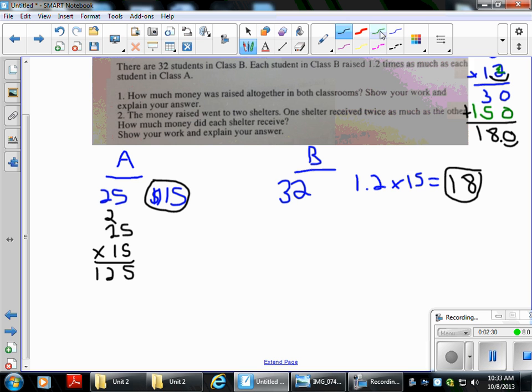I'm going to go ahead and change colors here to make it a little neater. Cross off this 5. We have a place value holder. 1 times 5, we have 5. 1 times 2, we have 2. I'm going to go ahead and add these together. 5 plus 0, we have 5. We have 7. We have 3. Class A raised $375. Class B, we have 32.